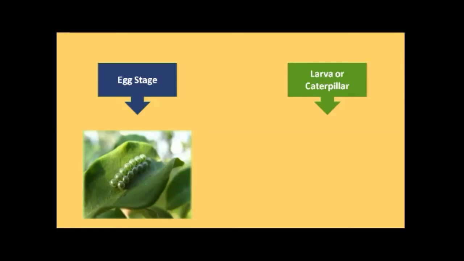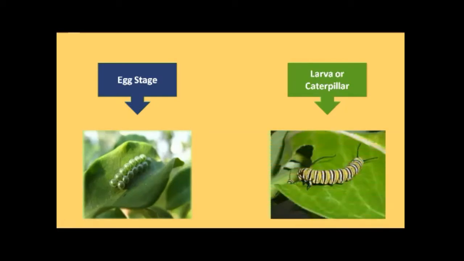Stage number 2 is the larva stage, larva or caterpillar. Okay, the caterpillar then crawls out of the egg, then it eats its eggshell, then it eats the leaf because the caterpillar is really hungry in this stage. All the food that the caterpillar eats helps it grow bigger and bigger until it's too big for its own exoskeleton.